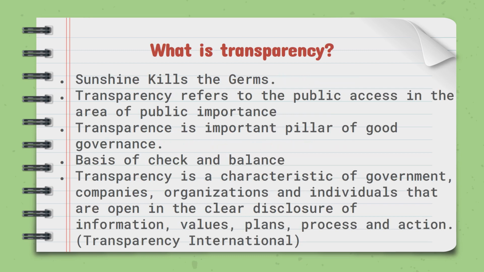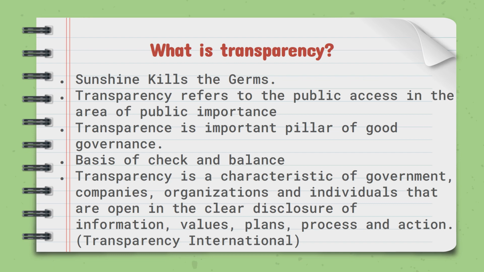Let's talk about transparency. In natural science, sunshine kills the germ. In social science, transparency kills corruption. Transparency refers to public access in the area of public importance. Transparency is an important pillar of good governance. It is the basis of check and balance as well.